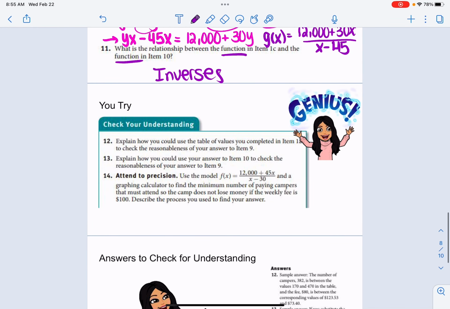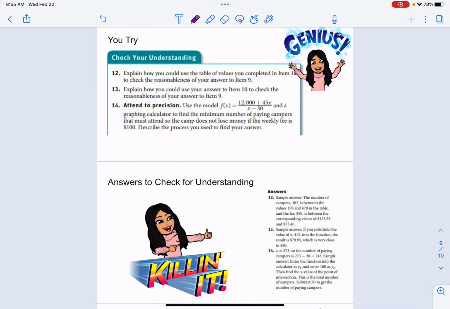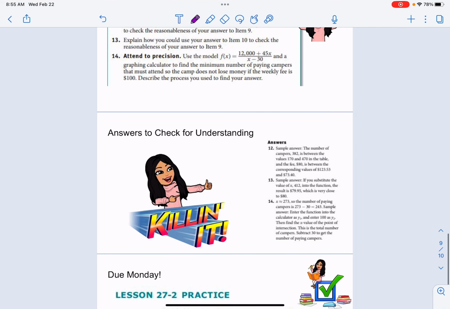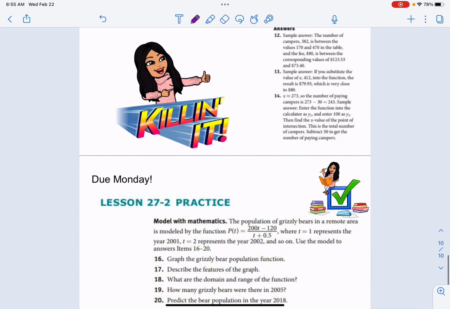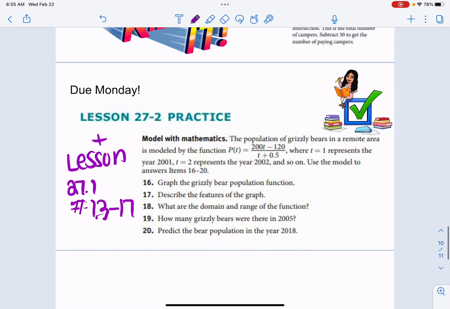Alright, here's an exit slip, and then you can check your answers from down below. But other than that, that is both lessons all together. And then you will also have to do these problems, so 16 through 20 in lesson 27.2. You're also going to have to do the problems from 27.1, which were numbers 13 through 17. Both of these problems are due Monday. I'm giving you 2 days to do this, so make sure you complete it.